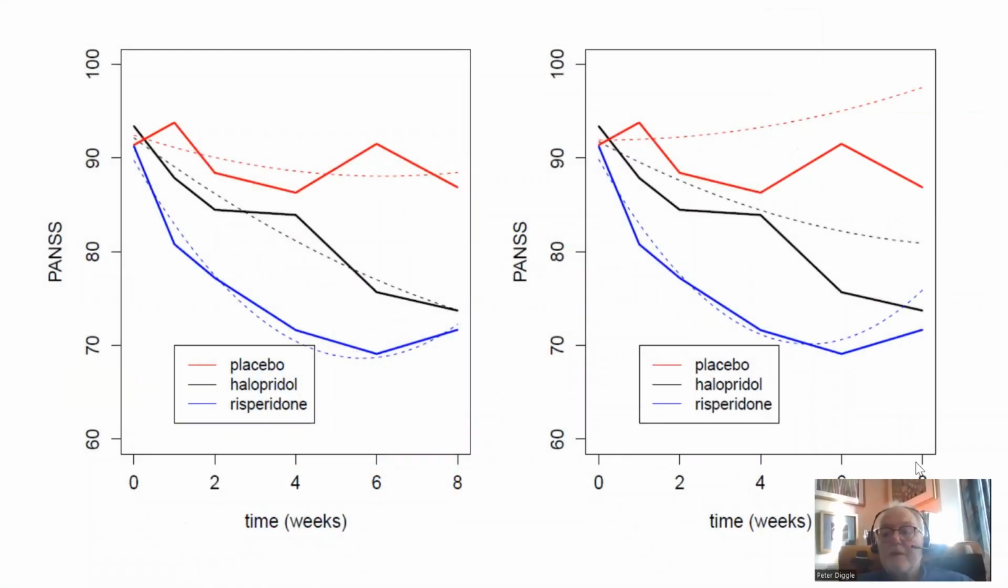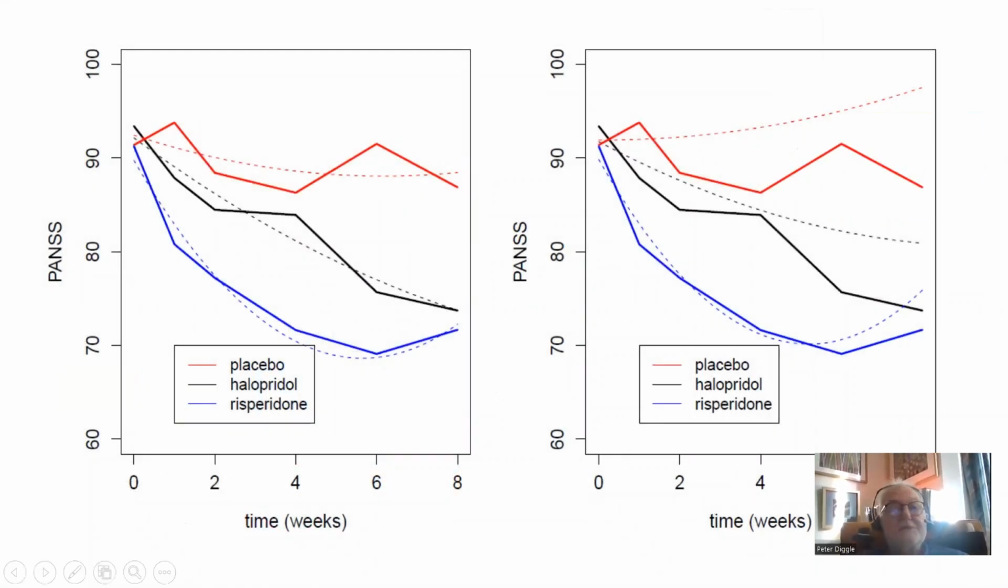Hello. What you see in these two pictures is a summary of data from a randomized trial that was conducted some years ago to compare the effectiveness of three different drug treatments for chronic schizophrenia patients. Patients were followed up for 8 weeks.